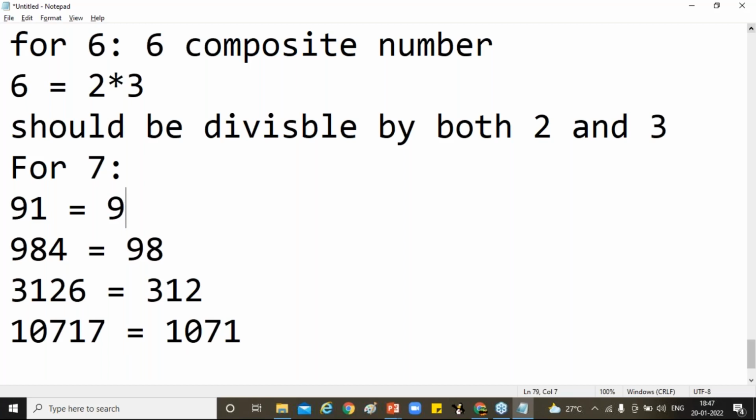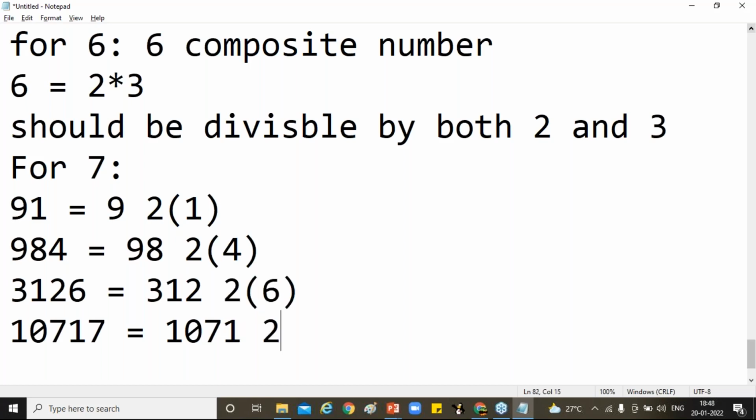Subtract twice. Here 1 is the unit digit. Yes. So double the units digit of the given number. Here also 4 is the units digit, 2 into 4. Here also 6 is the unit digit, 2 into 6. Here 7, 2 into 7.